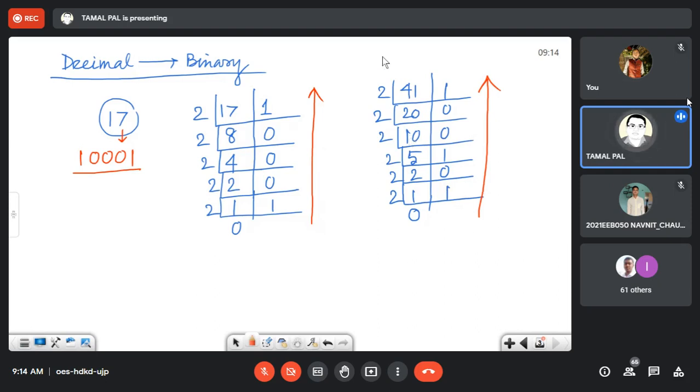So 41 in base 10 is equivalent to 1 0 1 0 0 1. This is in binary. So here we write in this way also.